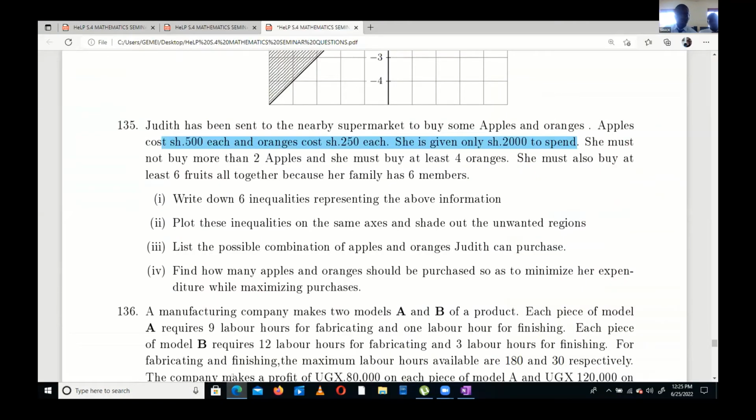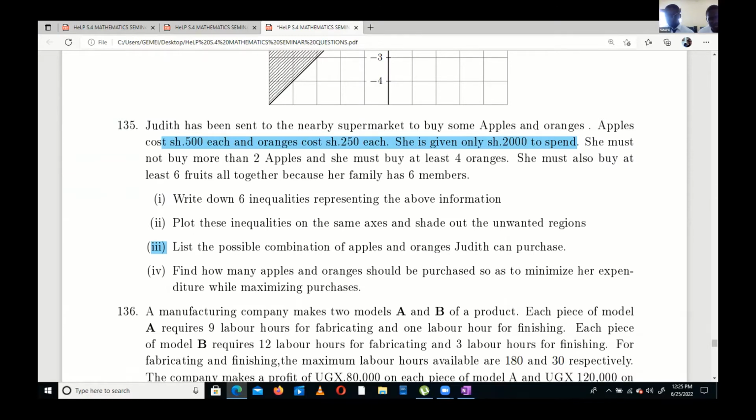That's part 3. So part 4, I would like to give it back to her. For part 4, it says find how many apples and oranges should be purchased so as to minimize her expenditure while maximizing purchases. So when minimizing or maximizing, we have to first identify our objective function.